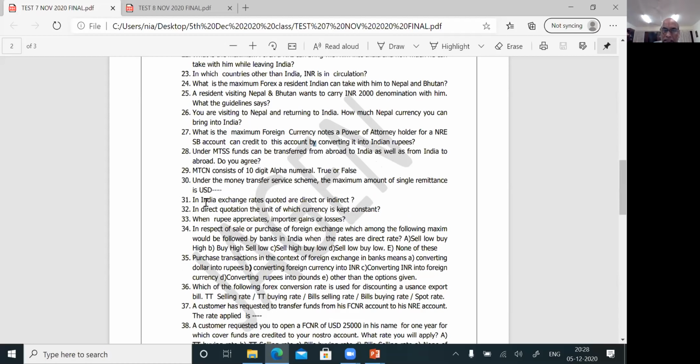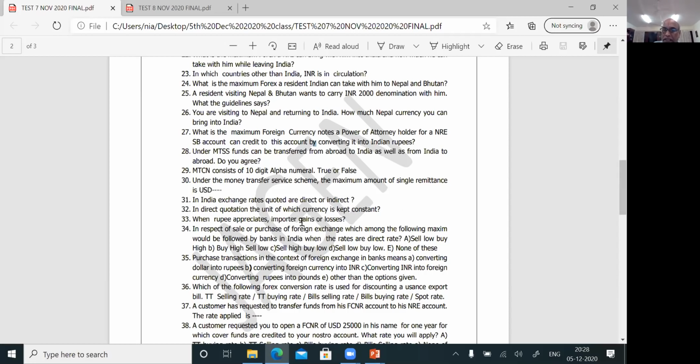Question number 31. Already all of you know, in India, exchange rates are quoted in direct quotation. In direct quotation, the unit of foreign currency is kept constant. $1 is equal to this much Indian rupees. So in a direct quotation, the unit of foreign currency is kept constant.